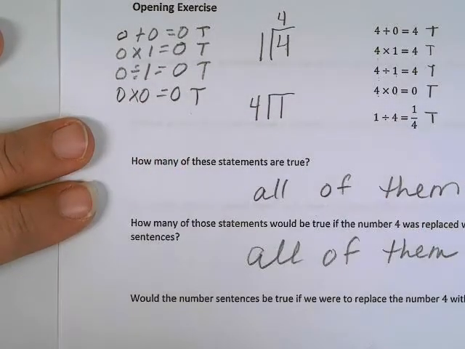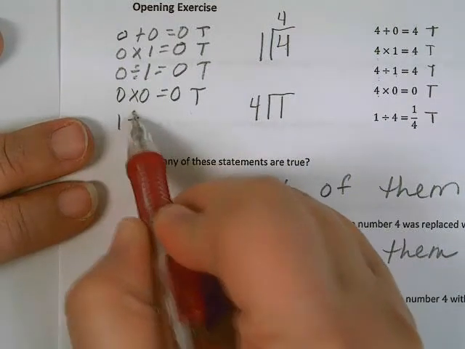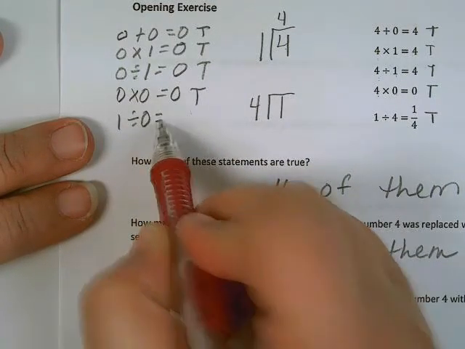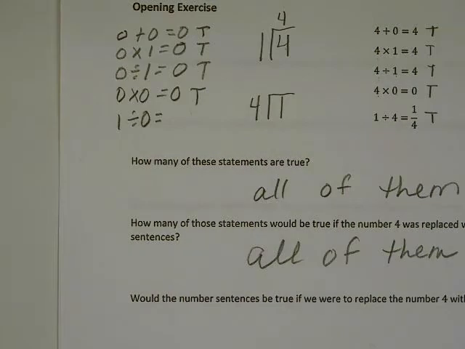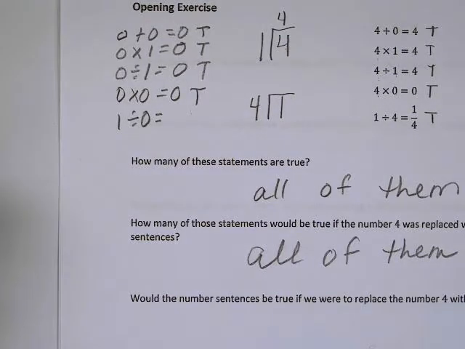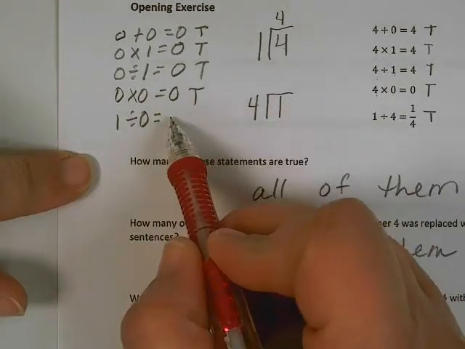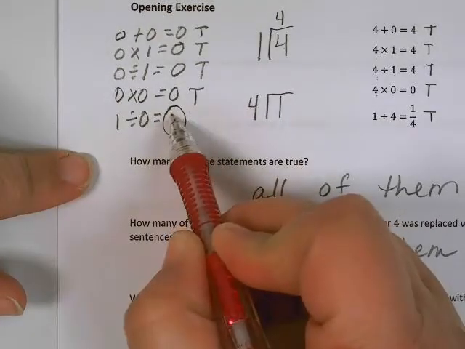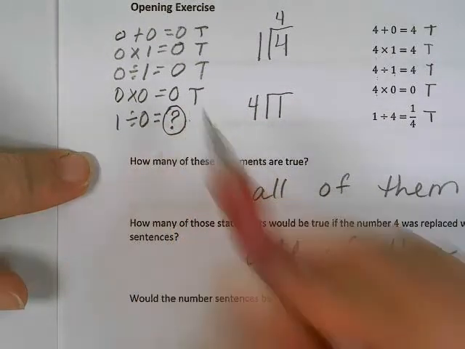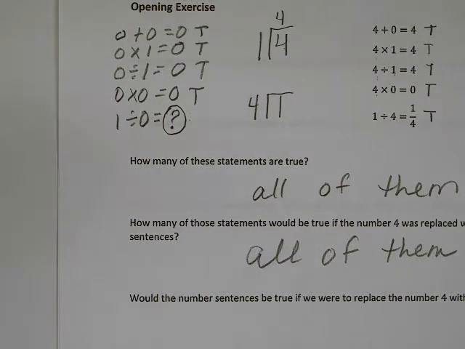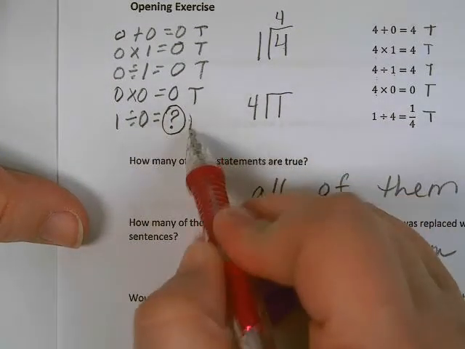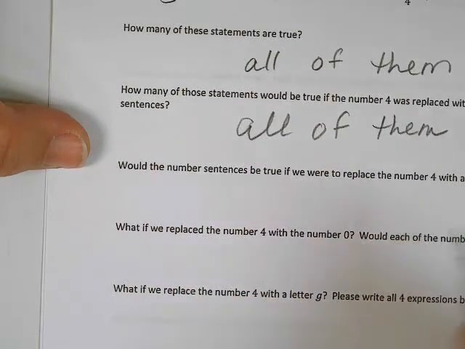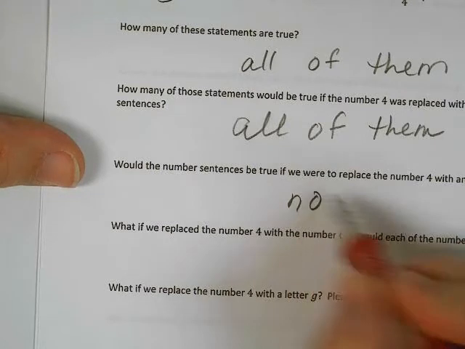That's true. Now 1 divided by 0 equals, this is the one we can't answer. We cannot divide something into 0 groups. So if we have something, we can't make it into 0 groups. So this one would be the false one. So would the number sentence be true if it was replaced by any number? So that answer is no.